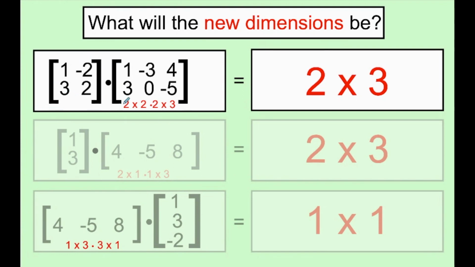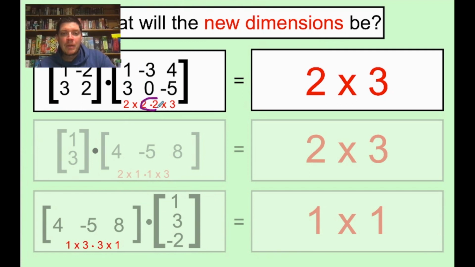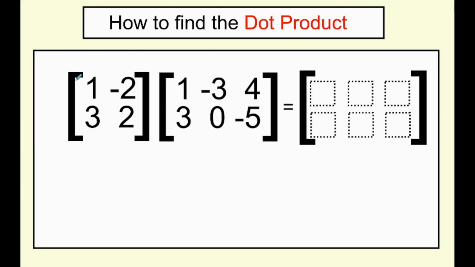So this matrix was a 2 by 2. This was a 2 by 3. I can multiply them together because the middle numbers match. And the answer is going to be a 2 by 3 matrix. Let's start with this example here. All right. So looking at this, here's my 2 by 2. Here's my 2 by 3. My answer is going to be a 2 by 3.